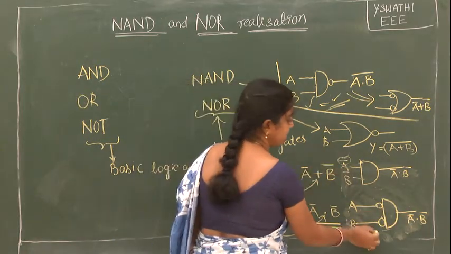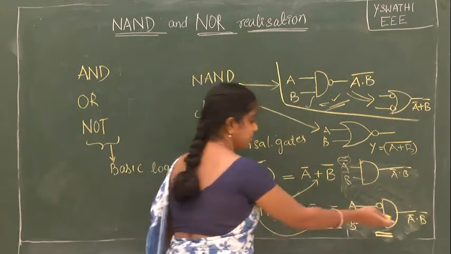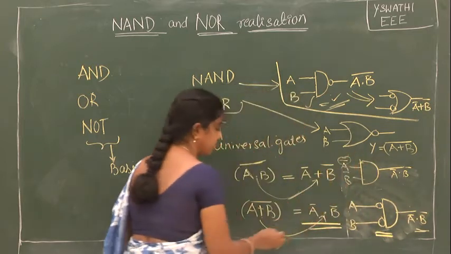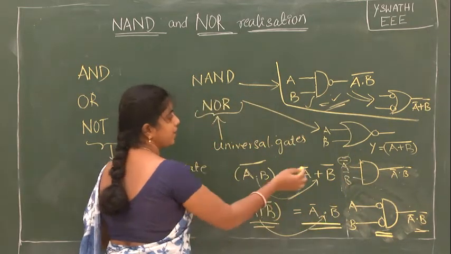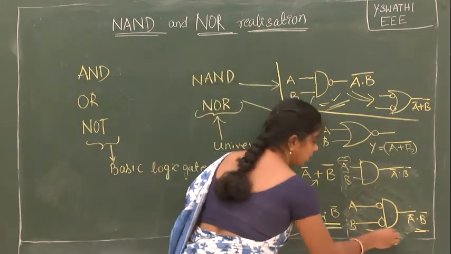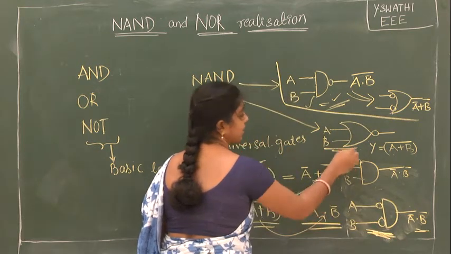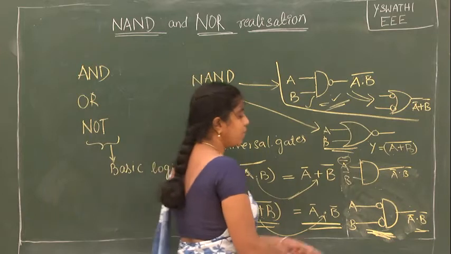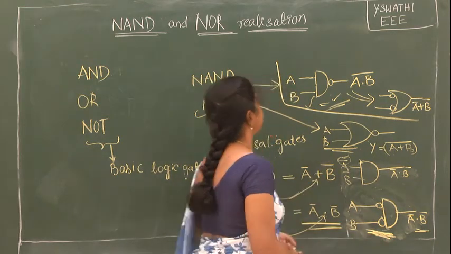So this bubbled form of the AND gate is nothing but a NOR gate, right? A bar dot B bar is nothing but A plus B whole bar. A plus B whole bar means this is a NOR gate. So a bubbled AND gate is nothing but a NOR gate. Wherever you find a bubbled AND gate, you can replace it with a NOR gate.